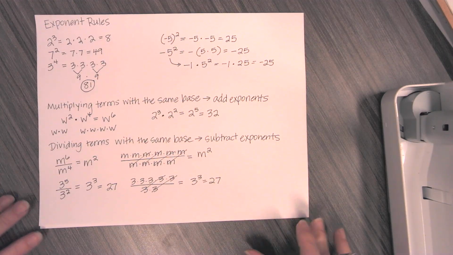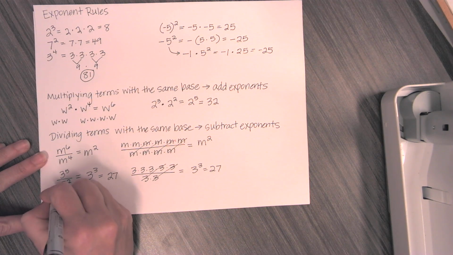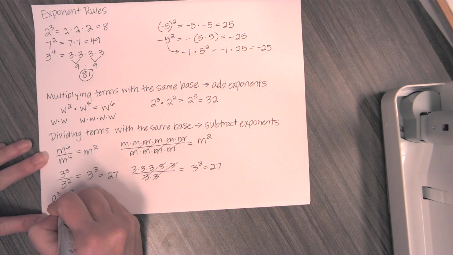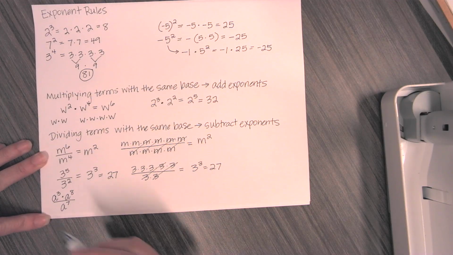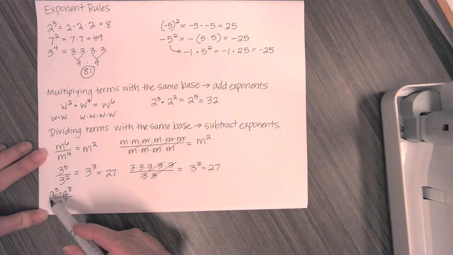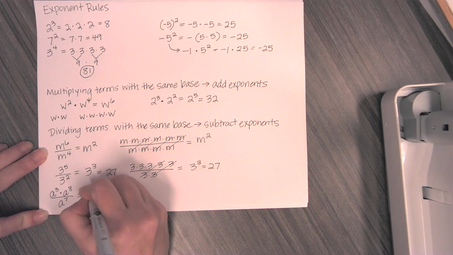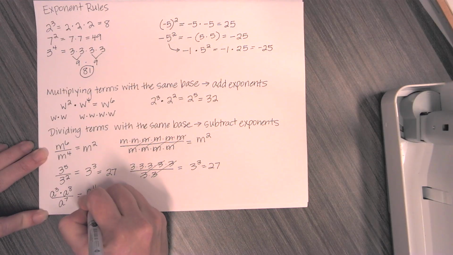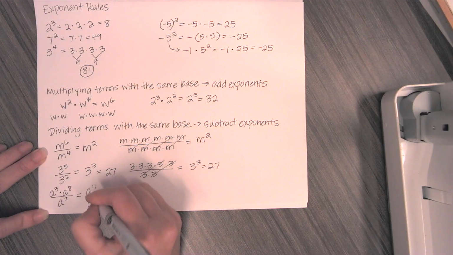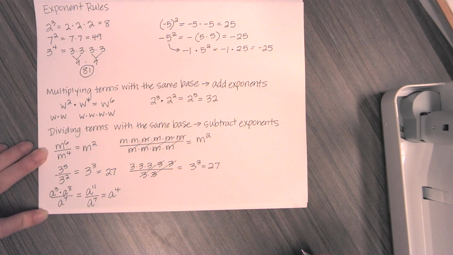All right, so let's put some of those rules together. What if we have a to the 3rd times a to the 8th divided by a to the 7th, okay? In order to use the rules, remember the bases have to be the same, so all of our bases are the same here. On the top, we're multiplying, so we're going to add our exponents. So we'll have a to the 11th divided by a to the 7th. Now it's division, so we're going to subtract our exponents, and we end up with a to the 4th.